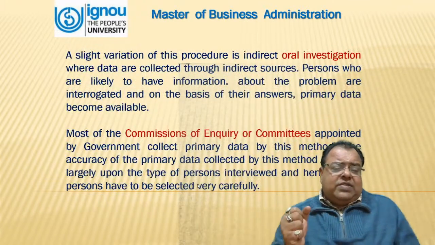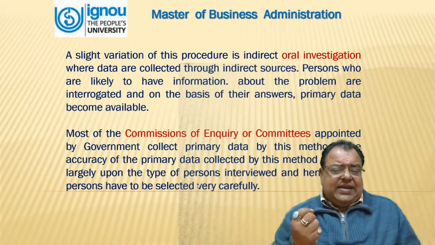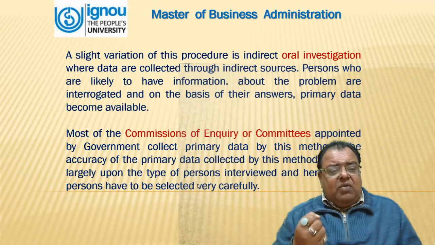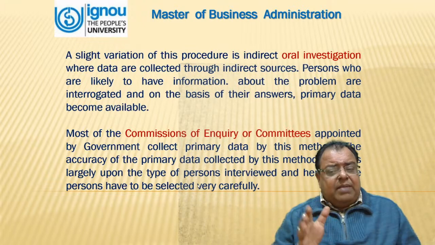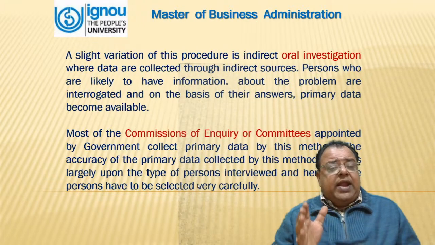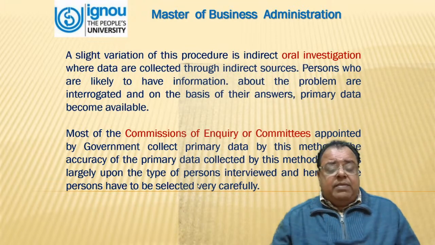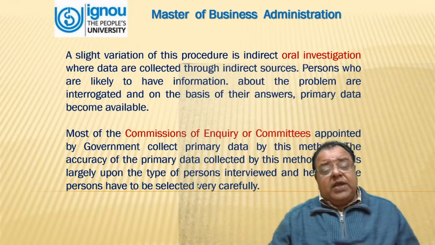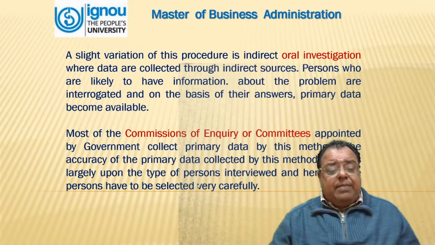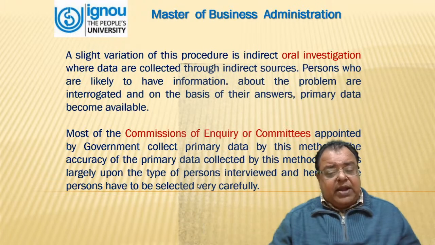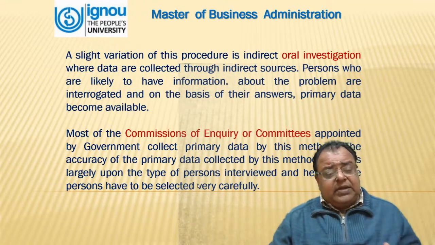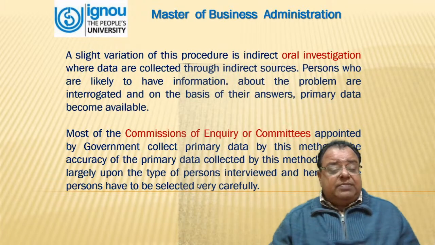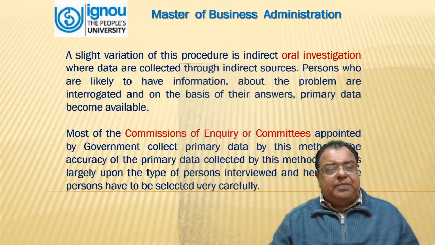A slight variation of this procedure is indirect oral investigation, where data are collected through indirect sources. Persons who are likely to have information about the problem are interrogated, and on the basis of their answers, primary data becomes available. Most of the commissions of inquiry or committees appointed by government collect primary data by this method. The accuracy of the primary data collected by this method depends largely upon the type of persons interviewed, and hence these persons have to be selected very carefully.